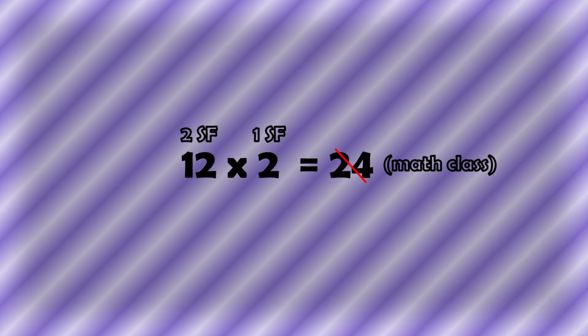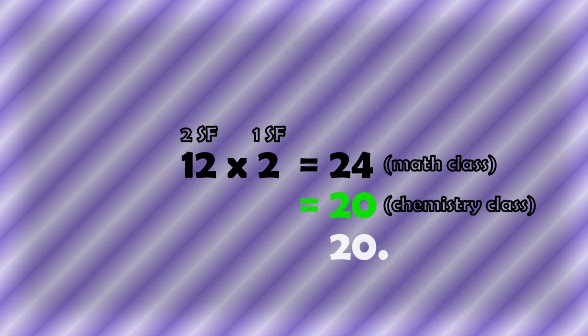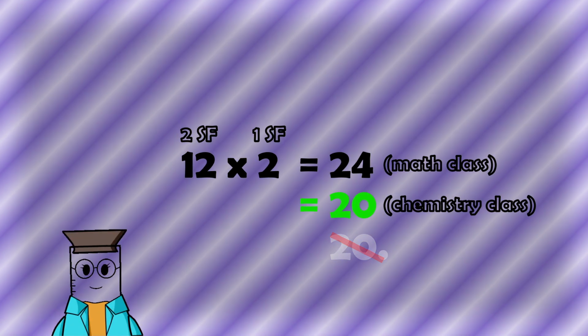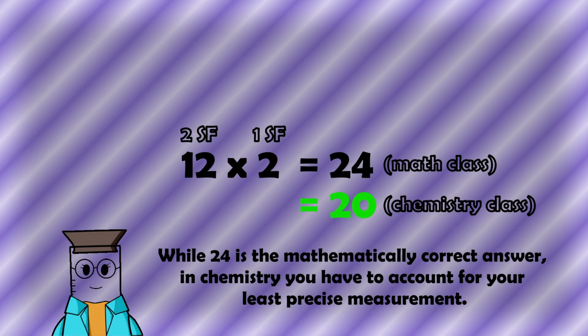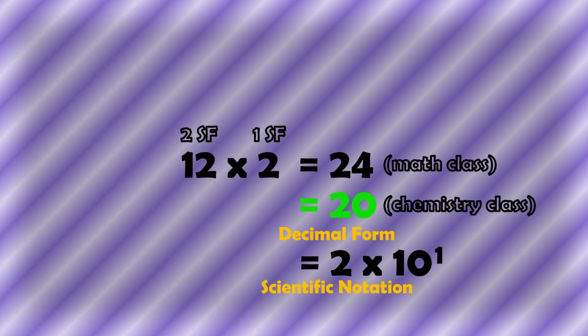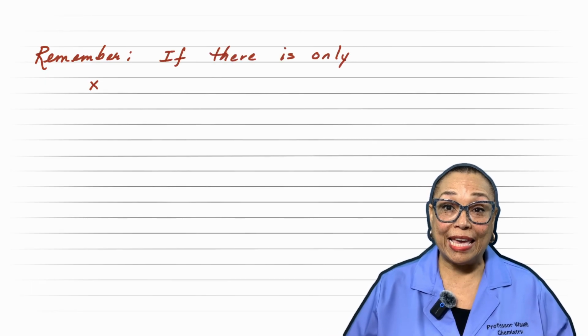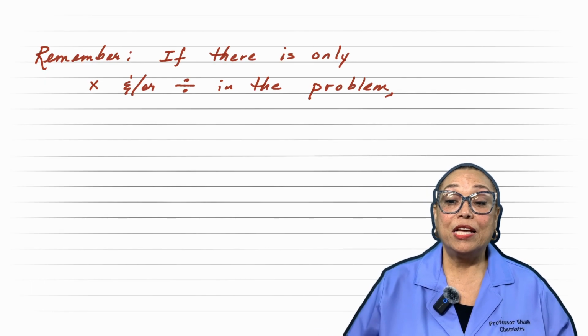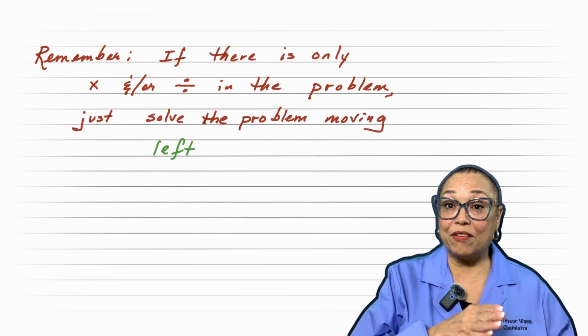So you've got to change that 24, keep the same magnitude, by removing that 4 and putting a 0, so it becomes 20, not 24. Do not put a dot at the end, because then your 20 dot would mean that that 0 is significant. So the final answer will be 20 without a decimal point at the end if it's the final answer for chemistry in decimal form, or 2 times 10 to the 1 if you want to put it in scientific notation. Remember, if there's only multiplication and/or division in the problem, just solve the problem moving from left to right.